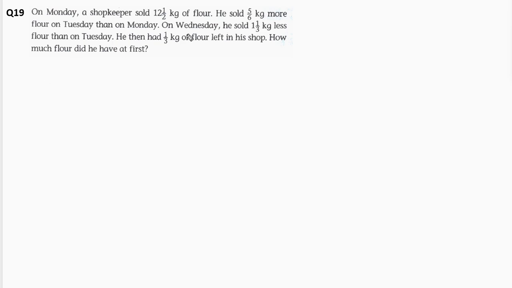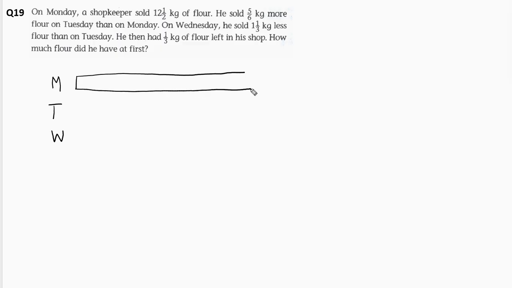Okay, so we've got Monday, we've got Tuesday and Wednesday. So I'm going to draw a bar for each if I can get this working. Oh, there we go. Monday, Tuesday and Wednesday. So we're going to draw a bar for Monday. And this bar represents 12.5. I'm not going to write the units in here at the moment. So that's 12.5 kilos there.